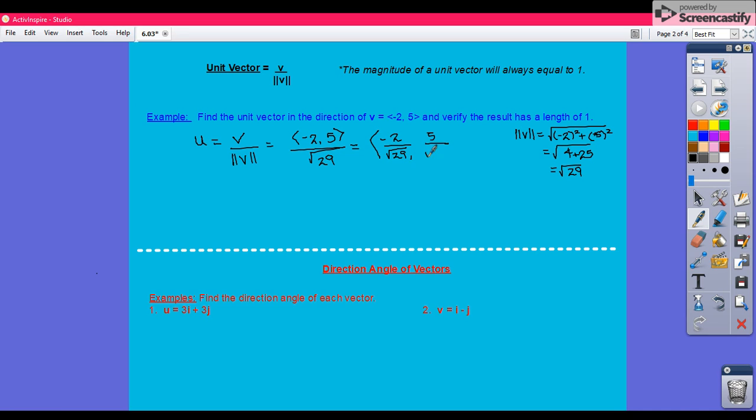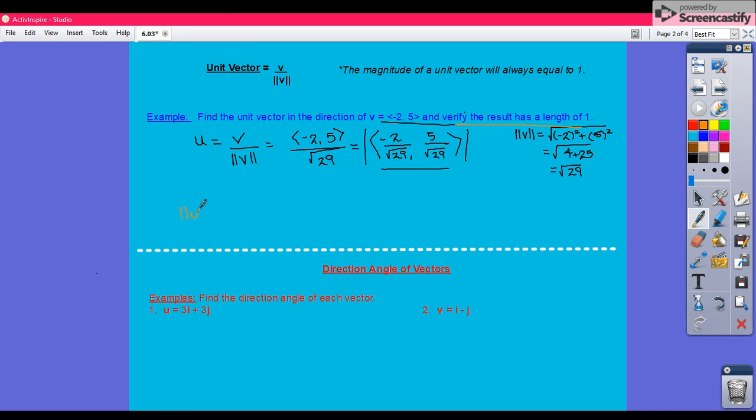Now, I know that a lot of you just want to rationalize this denominator, but on a unit vector, just leave it alone because when you, in this case, verify the result of the unit vector has a length of 1, it just makes life easier. So I'm going to verify that the result of the unit vector has a magnitude or length of 1.